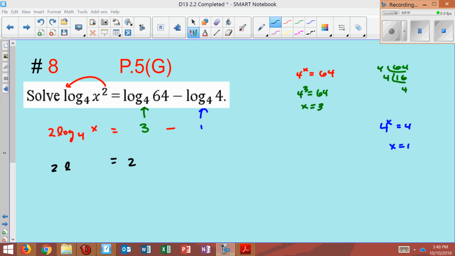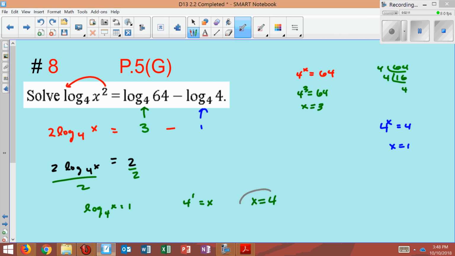You can divide both sides by 2. So we'll divide this by 2, divide this by 2. So this says log base 4 of x equals 1. That means 4 to the first power equals x, or you could say x equals 4. So that's our answer here, our solution.